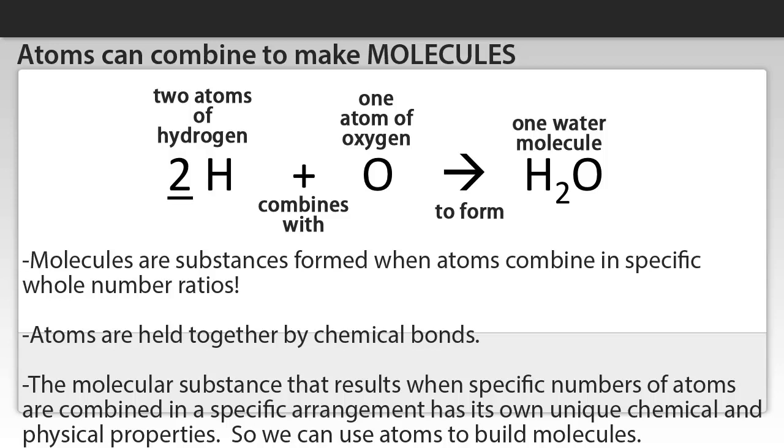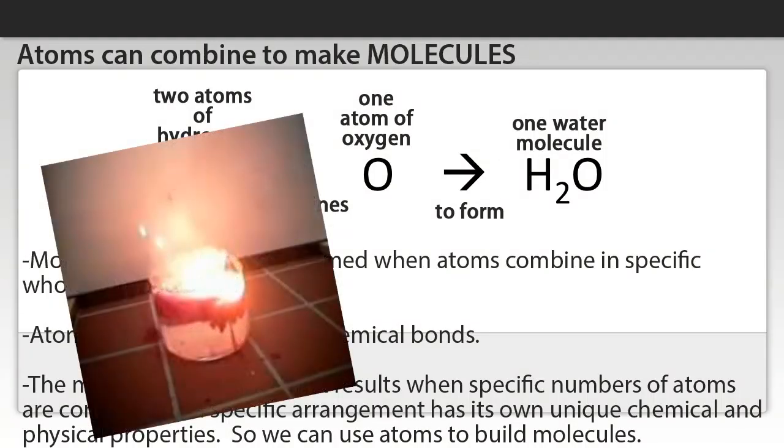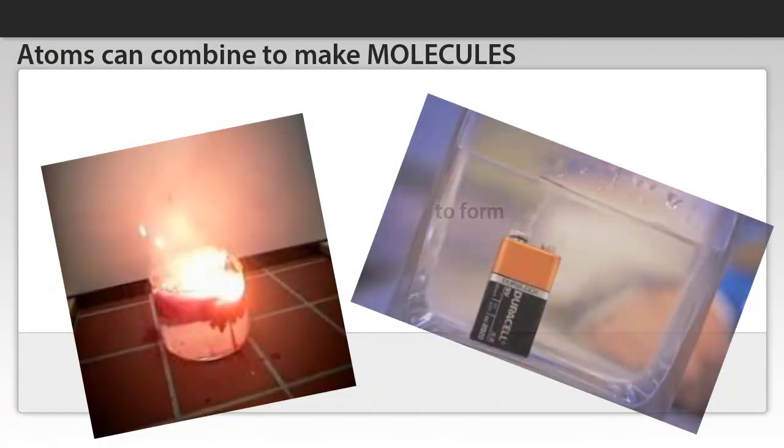So water, for instance, boils at 100 degrees Celsius. It freezes at 0 degrees Celsius. It reacts violently with sodium metal. And by application of a voltage, we can actually break water molecules apart back into its constituent elements, hydrogen and oxygen, in a process known as electrolysis. So molecular substances have their own unique physical and chemical properties.